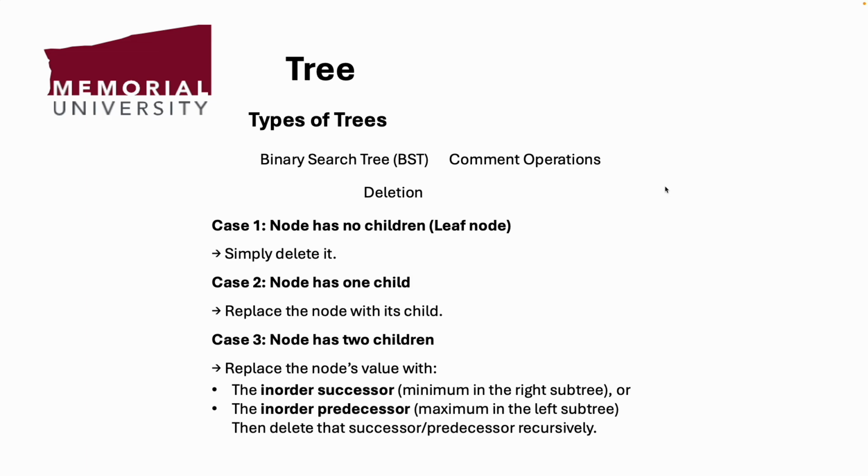Case 3. The node has 2 children. So when the node has two children, we replace the node value with one of 2 options. Option 1 is to replace it with the in-order successor. It means the minimum in the right subtree. The second option is the in-order predecessor. It means the maximum in the left subtree. And then we delete that successor or predecessor recursively.